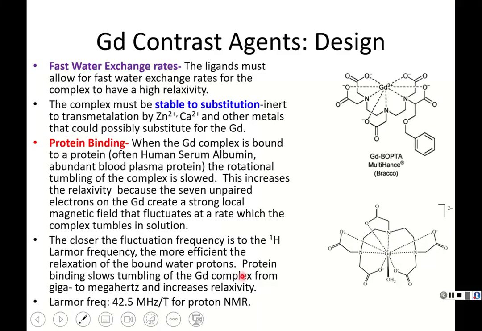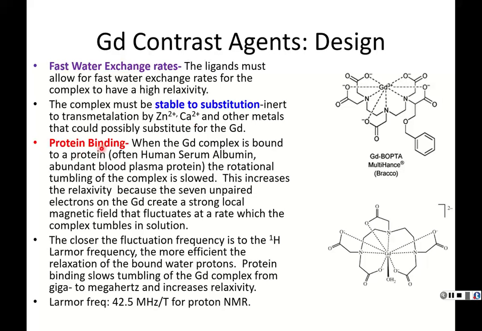The water going on and off of the contrast agents has to be fast, so there's a fast exchange rate, water bouncing on and off. The complex has to be stable to substitution, or inert, because we don't want other metals to substitute out the gadolinium. One, because the free gadolinium by itself could be toxic, and two, because these other metals aren't going to give you the relaxation you need.